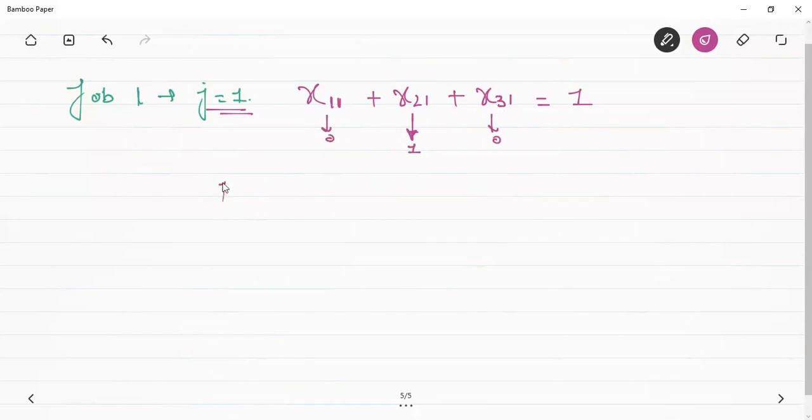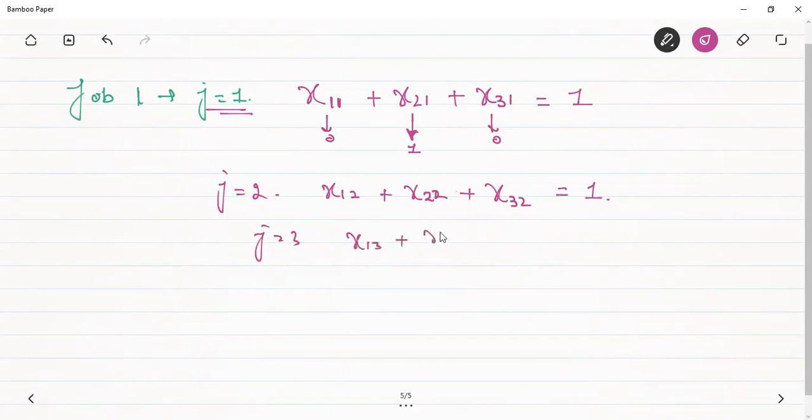Similarly, for job number 2, I can write x12 plus x22 plus x32, that should be equal to 1. And similarly for job number 3, x13 plus x23 plus x33, that should also be equal to 1. So this constraint represents that a particular job will be performed by only a particular person. This is the nutshell of what we call the assignment problem, and we have to minimize this problem.